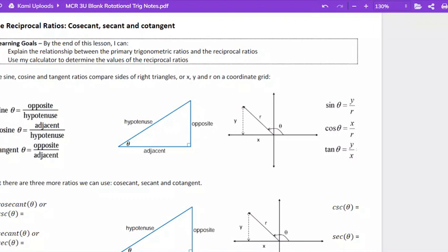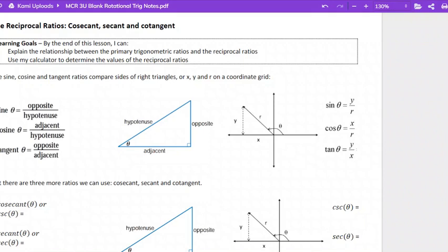And these are the reciprocal ratios. What does reciprocal mean? Take a fraction, flip it. So if you have opposite over hypotenuse, what's the reciprocal of that? Hypotenuse over opposite. Good. Okay, so in essence, nothing new today, just 3 new words.